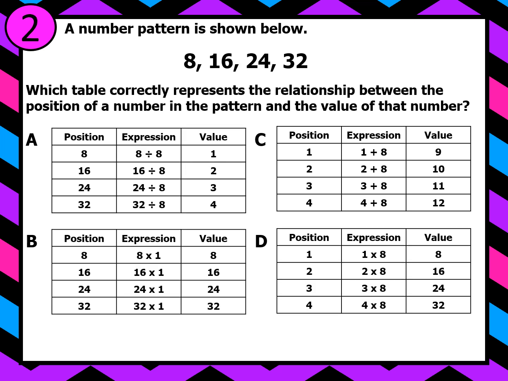Number 2. A number pattern is shown below: 8, 16, 24, and 32. Which table correctly represents the relationship between the position of a number in the pattern and the value of that number? You have 45 seconds to answer this question. Go!